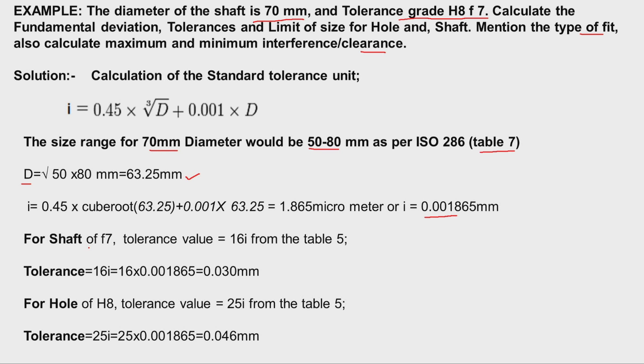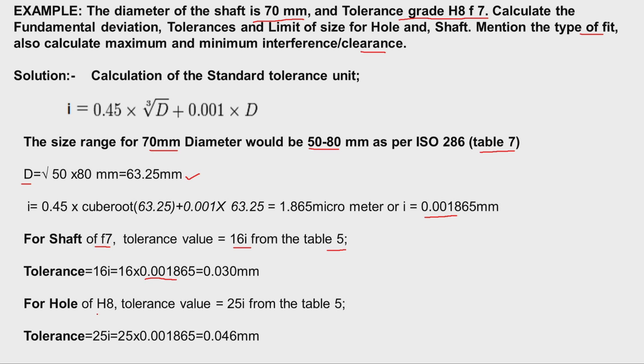Now we are using F7 shaft. So tolerance value for IT grade 7 is equal to 16 i. So this we can get from table number 5. So now the tolerance value for the shaft is equal to 16 times i, where i is equal to 0.0018 millimeter. So this will be equal to 0.03 millimeter.